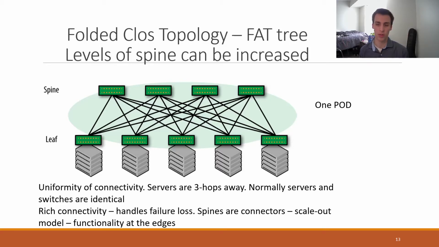If one server wants to talk to another server rack, we'll always have to go 3 hops away. One hop to the TOR switch, another hop to the spine switch, and another hop to the destination TOR switch. This topology provides rich connectivity due to the large number of connections between spine and leaf devices.